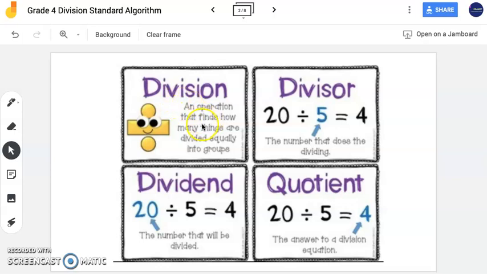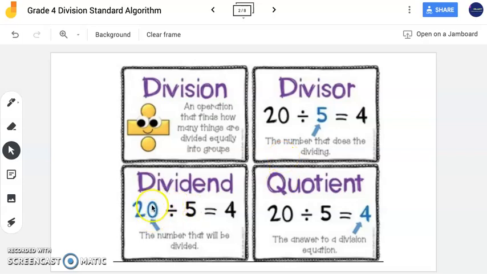Division is an operation that finds how many things are divided equally into groups. That is the division symbol. In this problem, 20 divided by 5 equals 4. The number 5 is known as our divisor. This is the number that does the dividing.